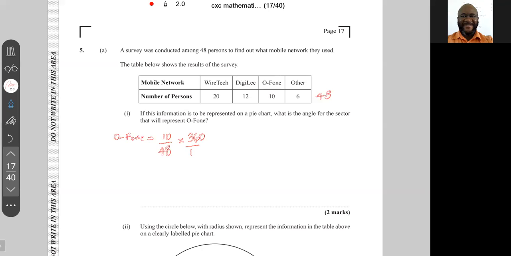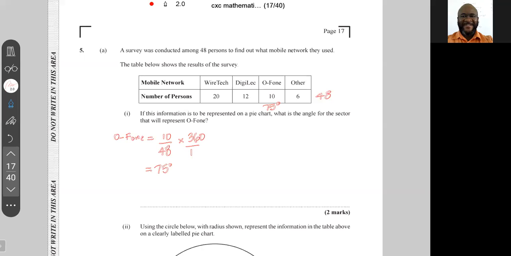So this is 3,600 divided by 48. And what do we get? This is 75 degrees. So Ophone is represented on the pie chart by a sector with a sector angle of 75 degrees.